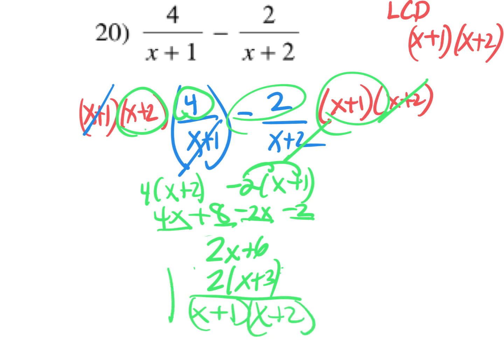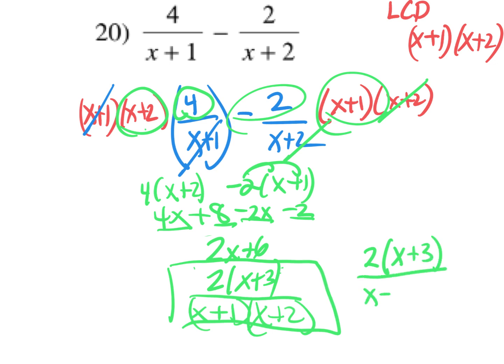And looking at that, we can see that we have nothing that would cancel. And so our final answer would be 2 times the quantity x plus 3 over x plus 1 times x plus 2.